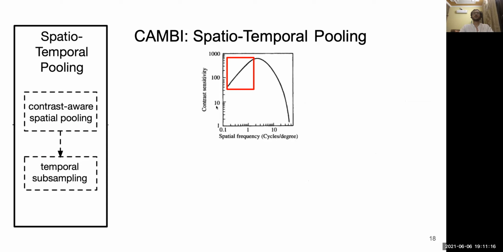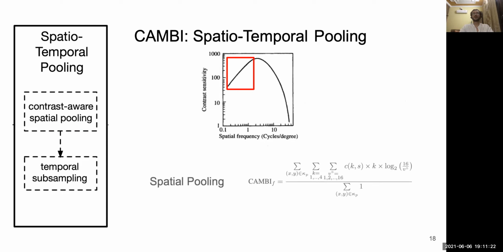And hence we can pool proportionally to contrast sensitivity and spatial frequency. Note that spatial frequency here is in log scale. So spatial pooling is essentially just a linear combination of these CAMBI maps proportional to contrast and the spatial frequency. We also pool only worst case banding pixels.